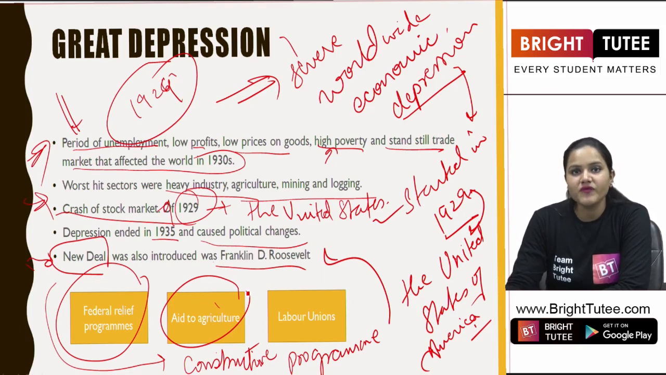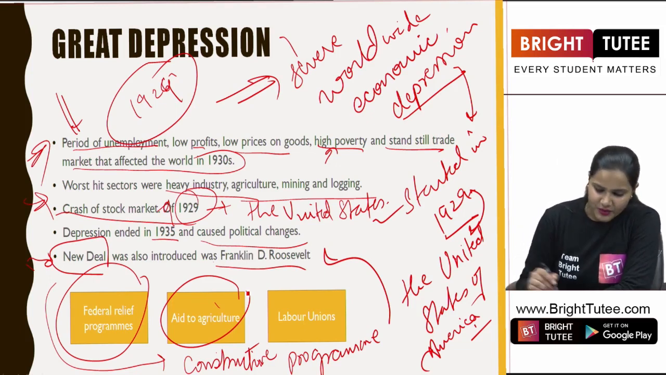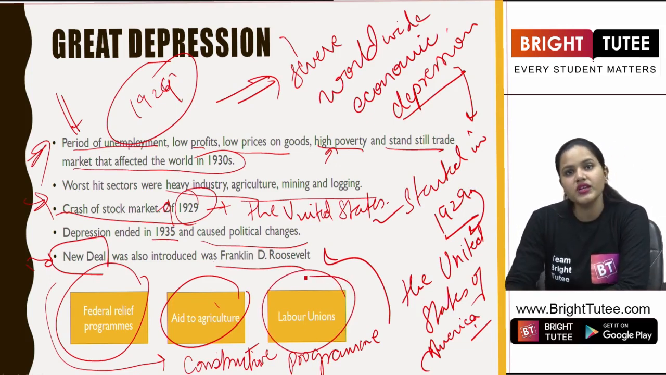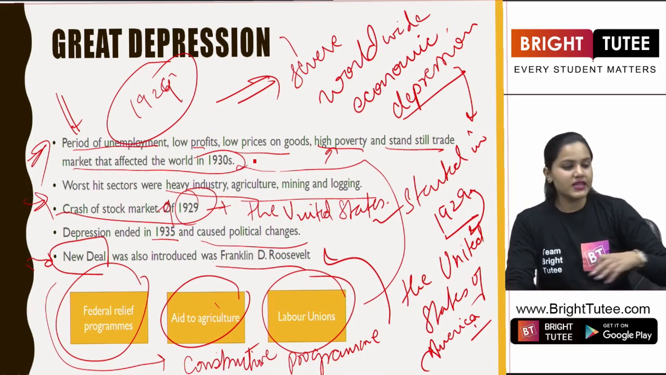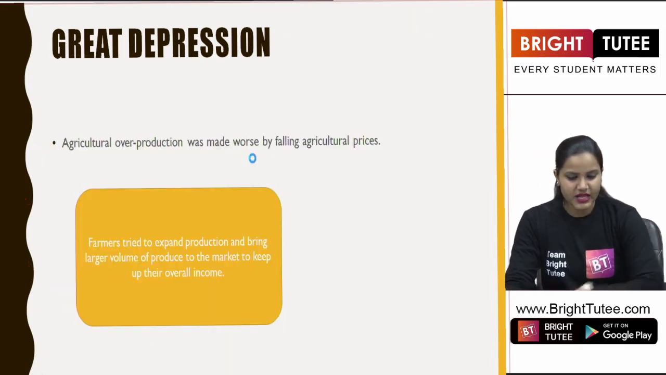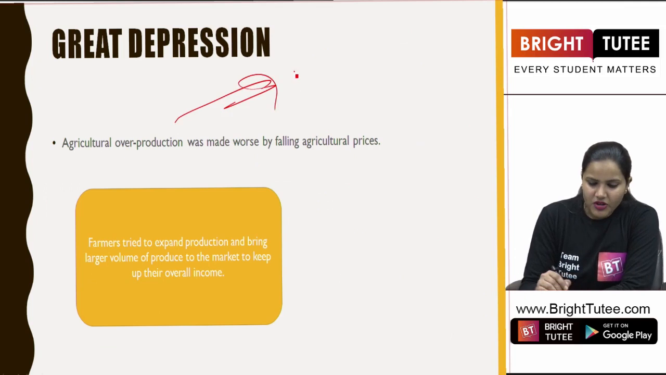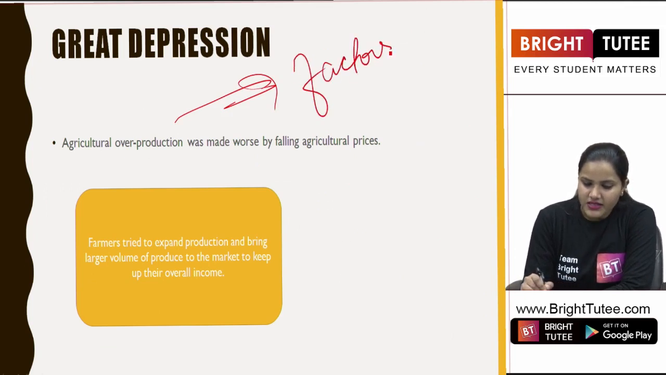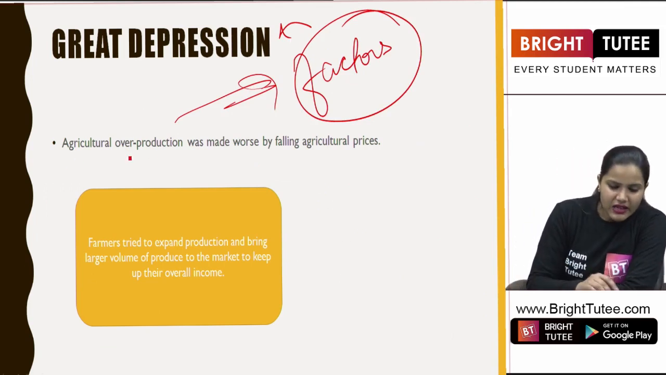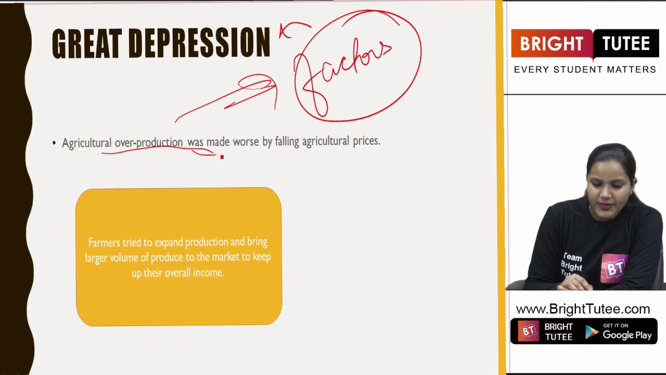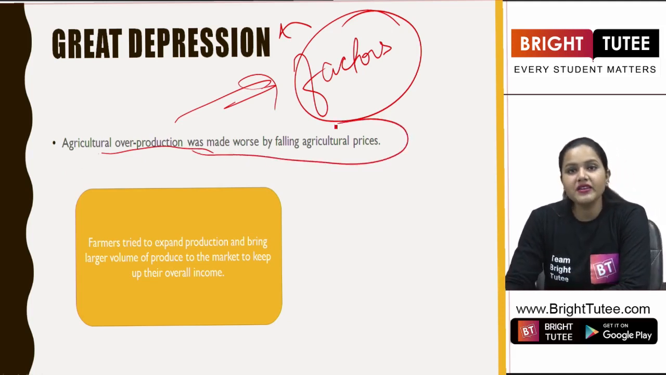The peasants, the poor families, and the labor unions were impacted by this. Definitely they had also been impacted by the Great Depression because they were working in these heavy industries. Now, let us have a look at some of the factors that led to the Great Depression. The first and foremost factor here, students, is the agricultural overproduction that was made worse by falling agricultural prices.